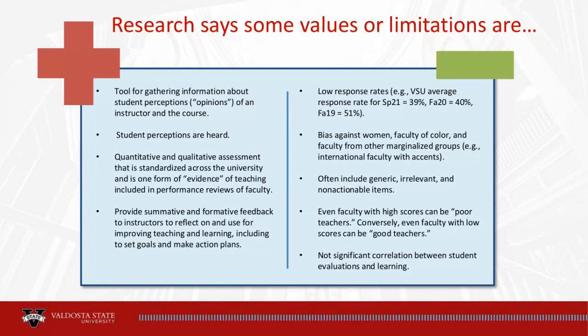But overall, we only had a response rate this past spring of 39%, last fall of 40%, and the previous fall of 51%. The reason he didn't have the data for spring 2020 was because, if y'all remember, during the pandemic they decided not to release response rates unless you chose to. So generally, it looks like our VSU average response rates are hovering between 40 and 50.